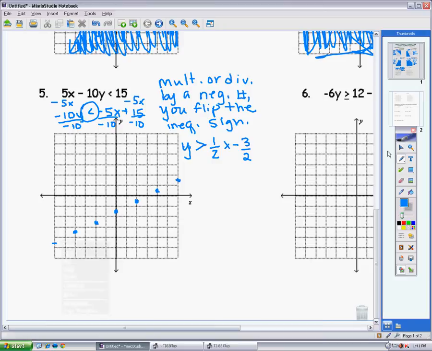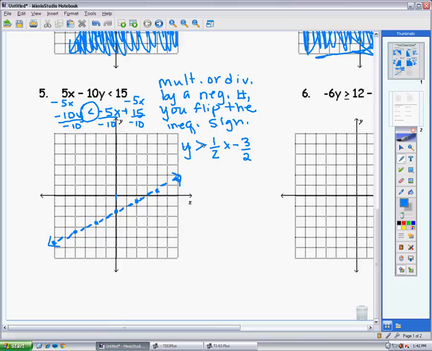Okay, I do notice that I have a less than sign. So a less than sign means I have a dotted line. And my test point is again going to be 0, 0. You can continue to use the test point, but I'm going to use my inequality sign.